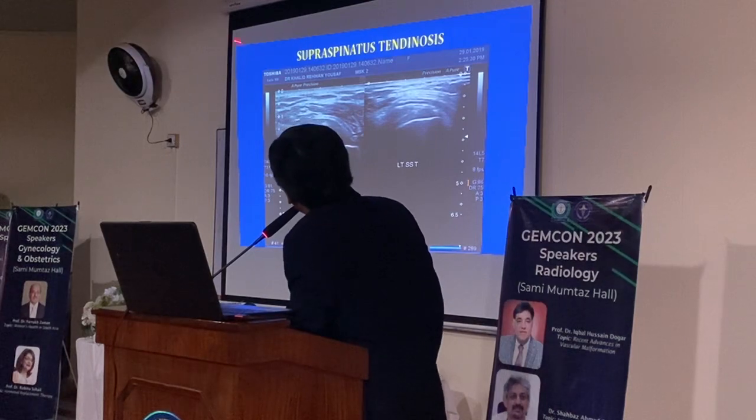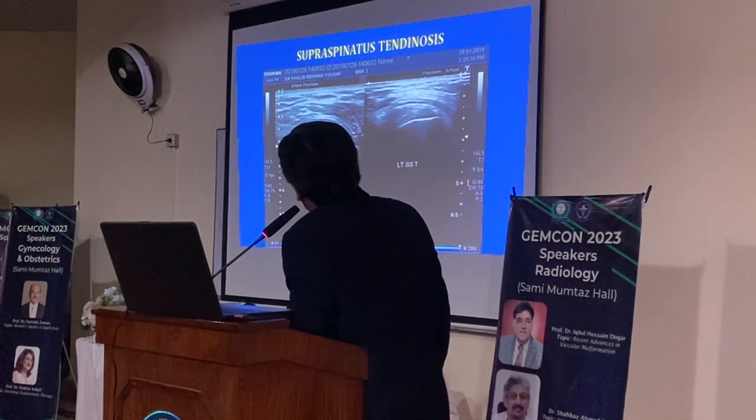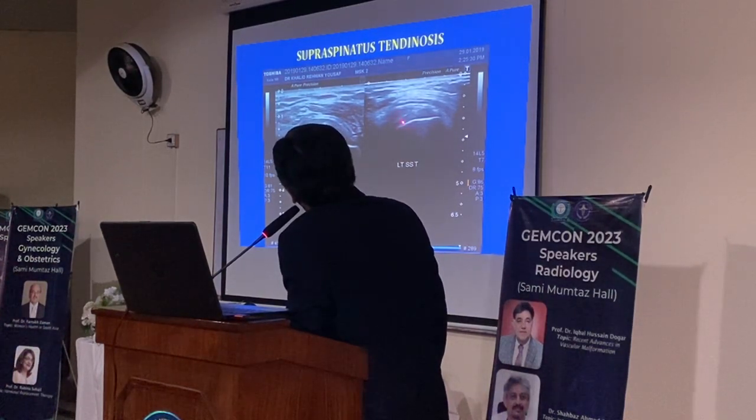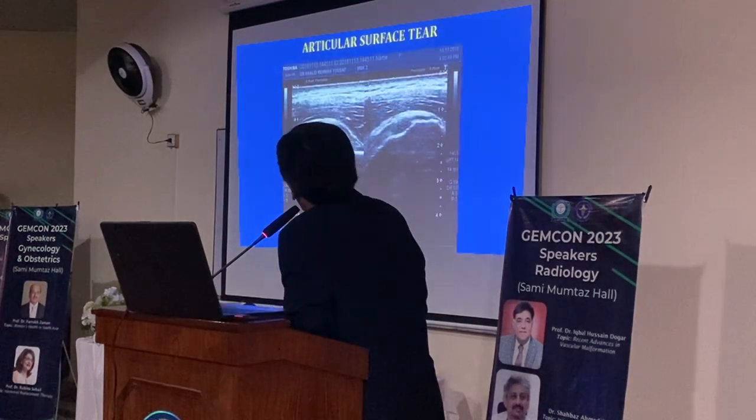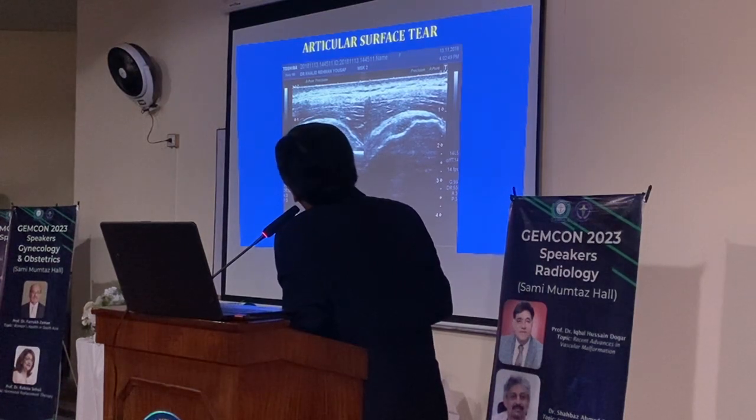One example of pathology in the shoulder joint: if you see the anatomy, we have to compare both sides. This is the right side, the patient is complaining of pain in the right shoulder joint, and this is the left side. If you see the thickness of the left side, it is much bigger, while it is smaller in thickness on the right side, and the tendon is completely thin, but the fibers are continuous. There is no break in the fibers. This is the case of supraspinatus tendinosis.